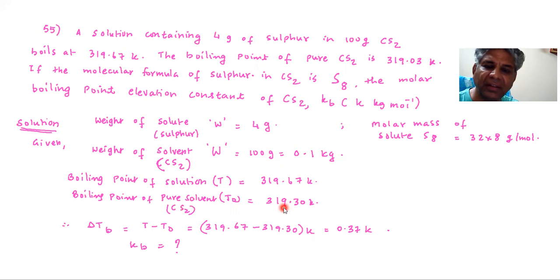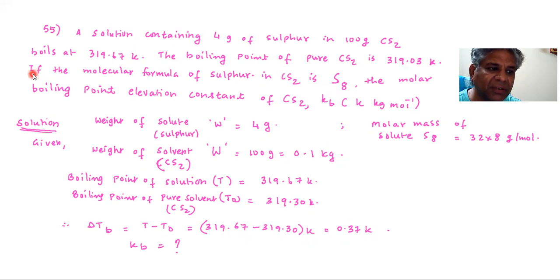So we know that there is an elevation of boiling point. Therefore this is delta T. What is the delta T? Delta T is equal to the boiling point of solution minus the boiling point of pure solvent. So that turns out to be 319 is there, 319 is there. The only thing is you have to subtract these two numbers. 67 minus 30 is 37. See, this is 0.37 K, the elevation of boiling point.